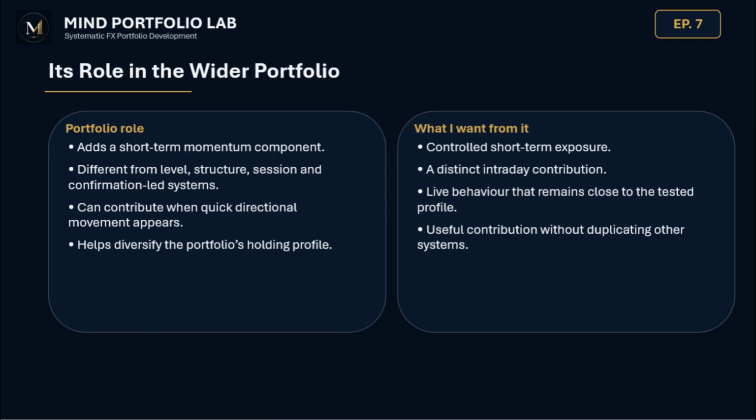At portfolio level, the role of this EA is to add a short-term momentum component. It is different from the other systems because of the speed of the trades and the holding profile. That gives the portfolio another type of exposure. It also means I need to monitor it differently.